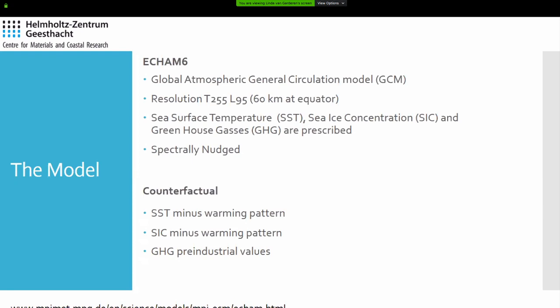We do that in the world as we know it, and then we create a world that could have been, a counterfactual world. The difference between these two simulations is that the sea surface temperature and the sea ice concentration are taken without the warming pattern of the last century, so that we have the sea surface temperature and sea ice concentration that could have been in a modern world if it wasn't for climate change. And we put the greenhouse gases back to pre-industrial values. These 3 points are the only differences between the counterfactual and the factual world. This is how they are different from each other.